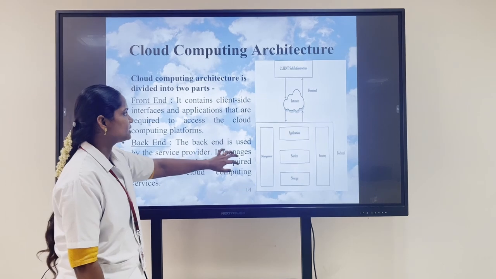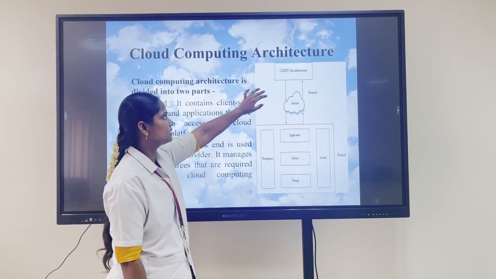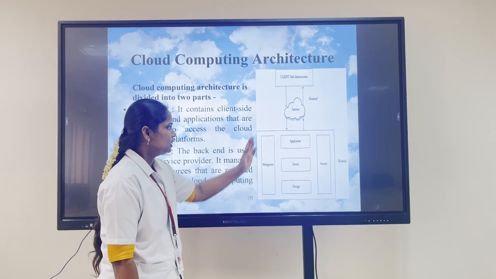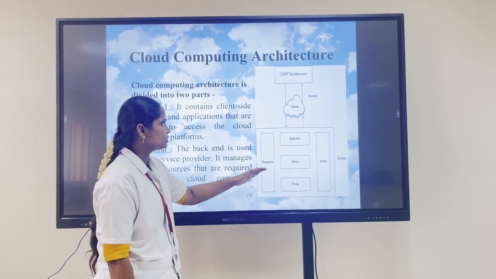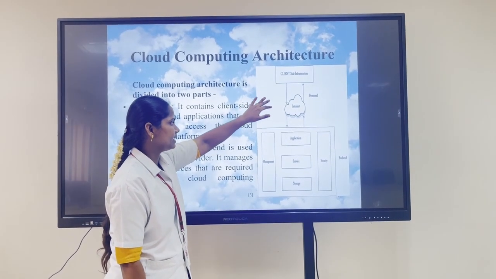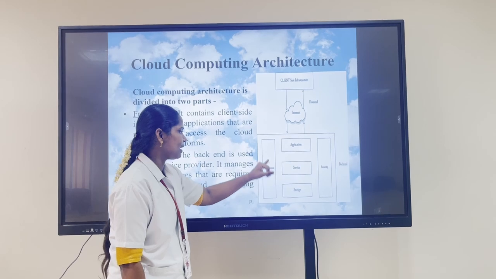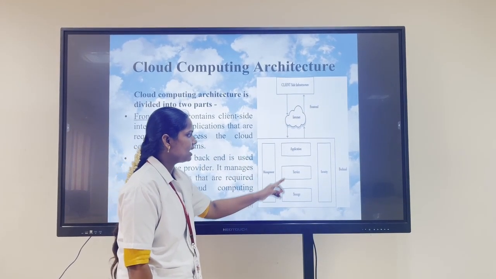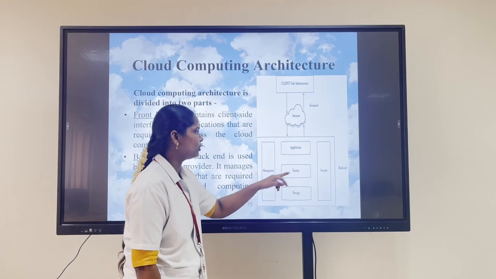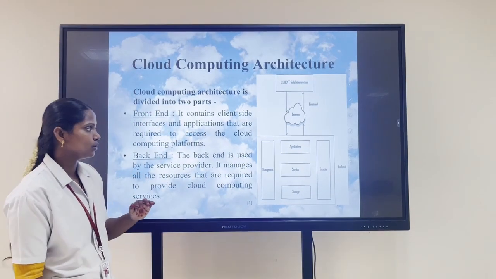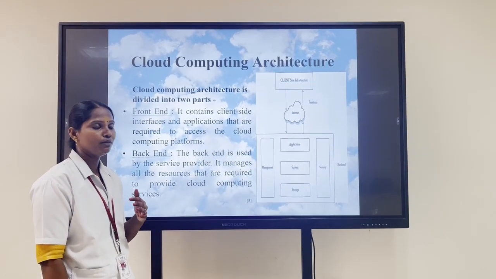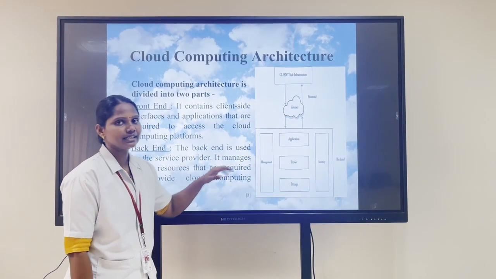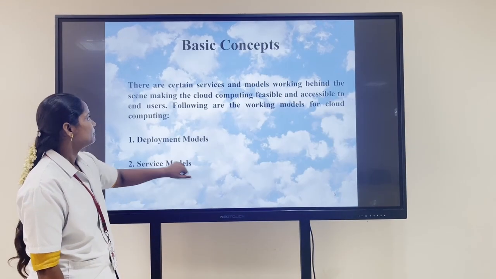In this diagram we can see the client infrastructure and the server side infrastructure. The server side is the back end and this is the front end. Here we have management, applications and services, storage, and finally security, which is very important because we are storing a large amount of data on the cloud platform. Security also comes under the back end of the platform.